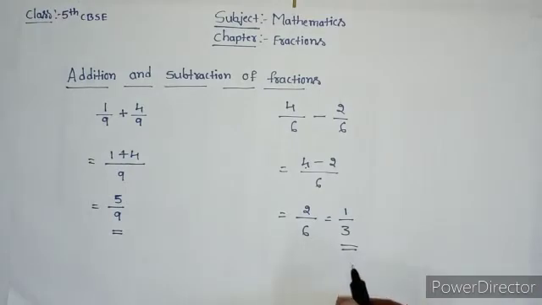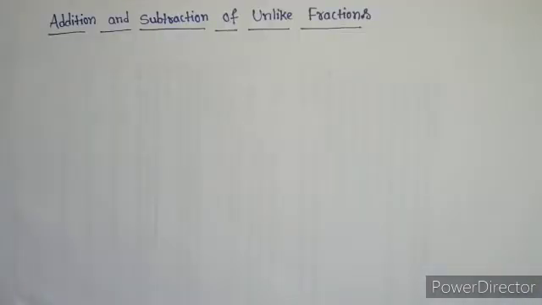Like this. For your class you have addition and subtraction of unlike fractions. We know how to add and subtract like fractions with a common denominator. To add and subtract unlike fractions, we convert the fractions into equivalent fractions with a common denominator. Now we are going to learn addition and subtraction of unlike fractions.